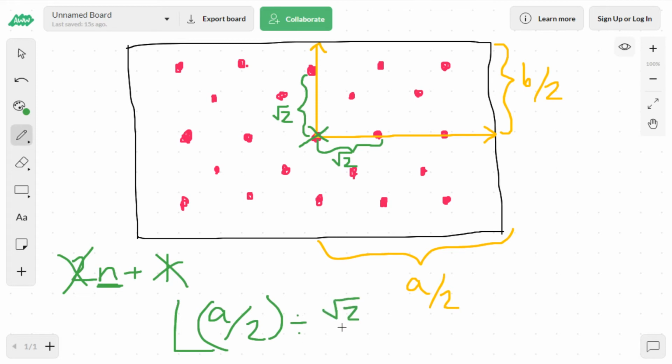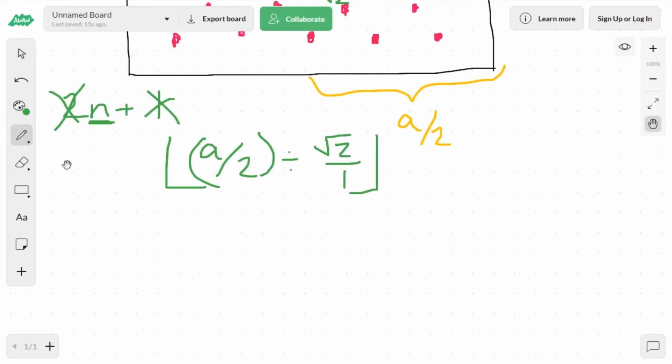But keep in mind, dividing by a fraction, and root 2 is the same as root 2 over 1, dividing by a fraction is the same as multiplying by the reciprocal. Just the reciprocal, not the negative reciprocal, in case you're thinking about perpendicular lines or something like that. Okay, cool. So from here, well, let's rationalize the denominator.